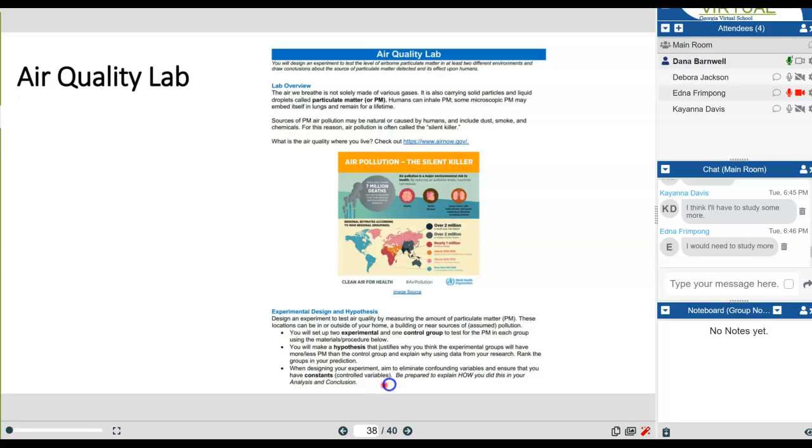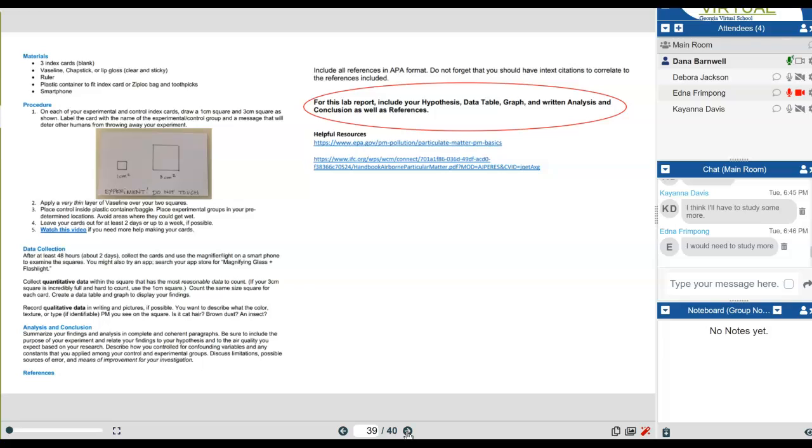This is not going to be a full lab report. This is going to be a mini lab. And when I show you some examples of what you're going to be asked to provide, this is in the rubric that's included.